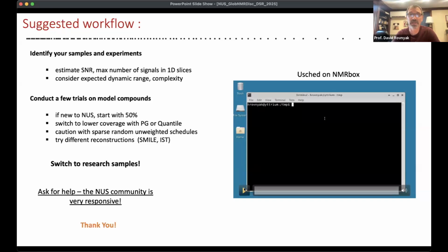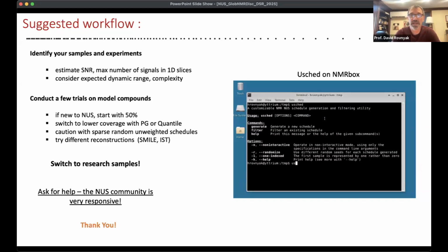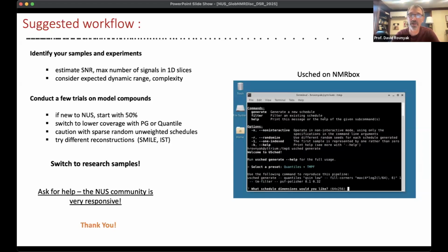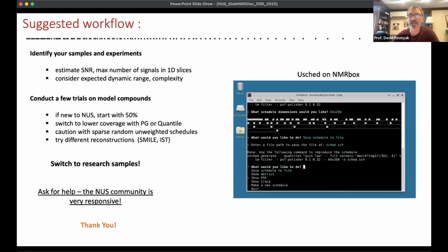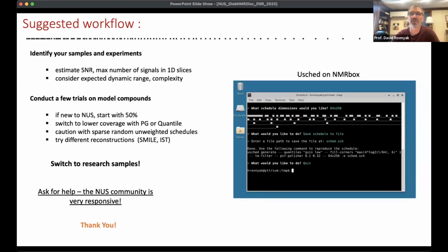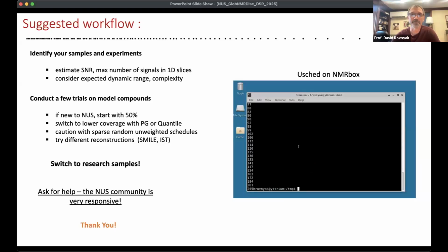And if you want to see what USCHED looks like on NMR Box, it's ready to roll. You just type in USCHED, it prompts you, gives you feedback. It will help you make choices. It will show you your schedule. It does a lot of neat things for you. And so we invite you to play with that as you like.